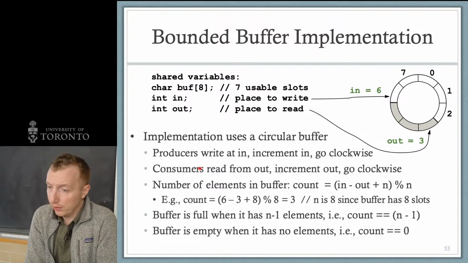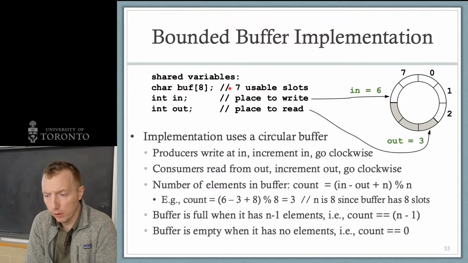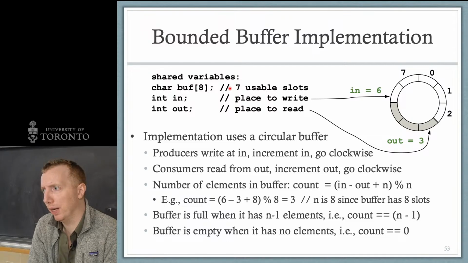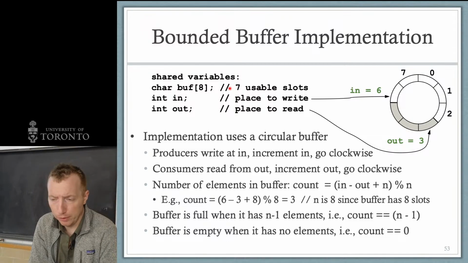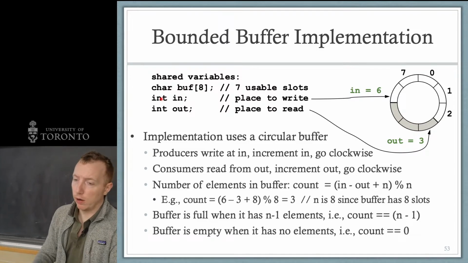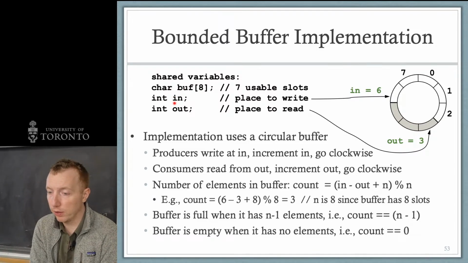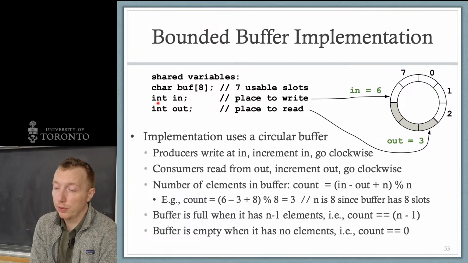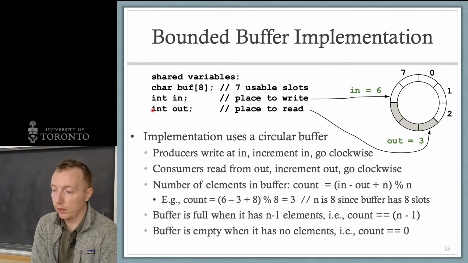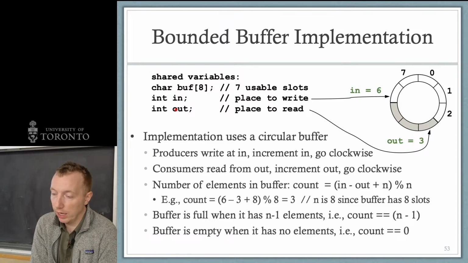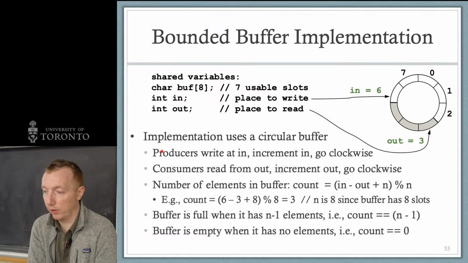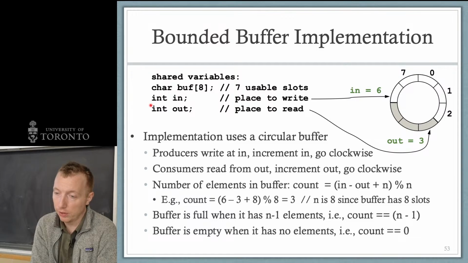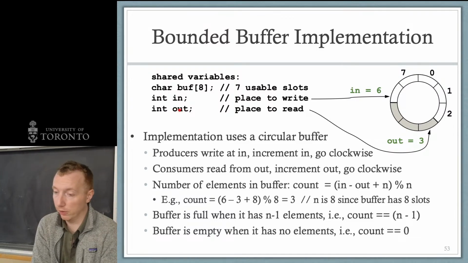So this is how it could look. You have, I don't know why you have 7 usable slots. It should be 8. It's of size 8. Not sure. And then all of these are shared variables, so you have all of the producers sharing an index where to write, all of the consumers sharing an index where to read, and how it works, this is basically just a circular buffer. So you have to make sure there's no data races with this index between all of the producers and no data race with this index between all of the consumers.